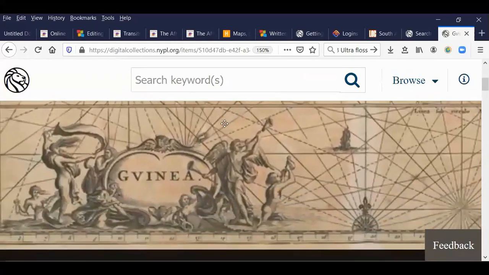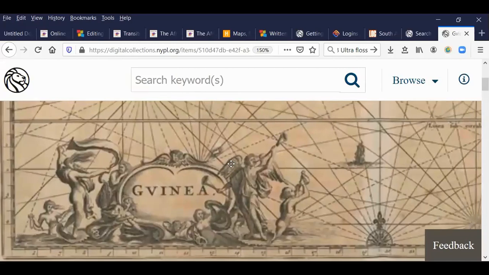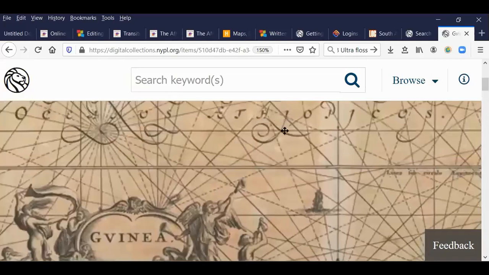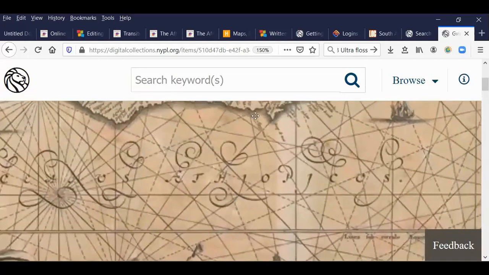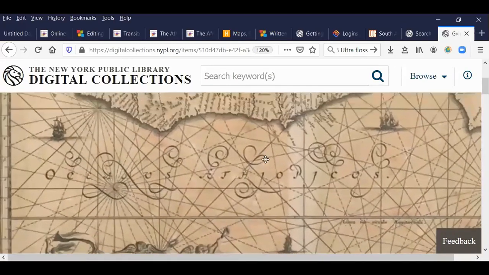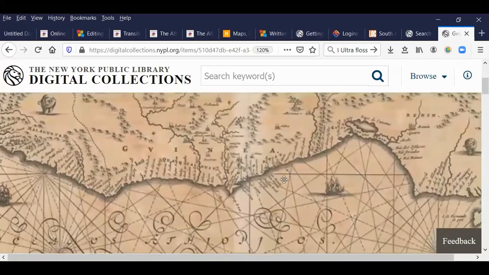You can expand it to some extent, but you'll see here that the digitization has not been done at the same level of detail as the Library of Congress maps. By that I mean the dots per inch in the original file that they photographed is not as refined as the number of dots per inch that the Library of Congress used. This is unfortunate, and it means that you won't be able to see things in as great a detail as with the Library of Congress.